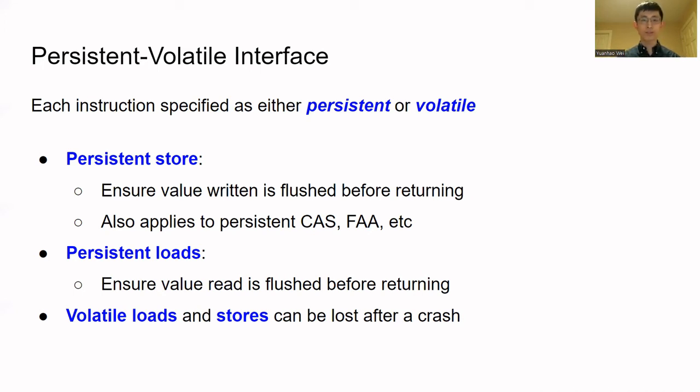Basically, the interface lets you specify each shared memory operation as either persistent or volatile. Persistent stores guarantee that the written value is flushed before returning, and persistent loads guarantee that the observed value is flushed before returning. Note that it doesn't specify who should do the flushing, and this allows us to apply optimizations under the hood. Finally, volatile loads and stores are used for values that can be safely lost after a crash. We define this interface more formally in our paper, but this intuitive definition is sufficient for the talk.